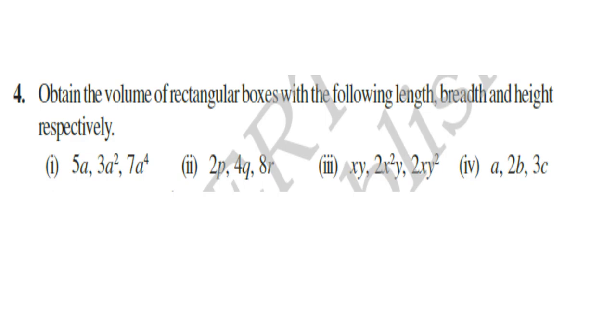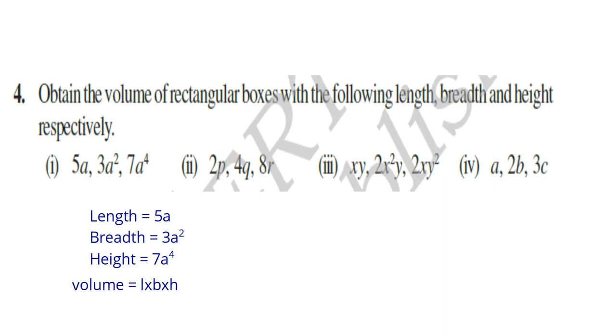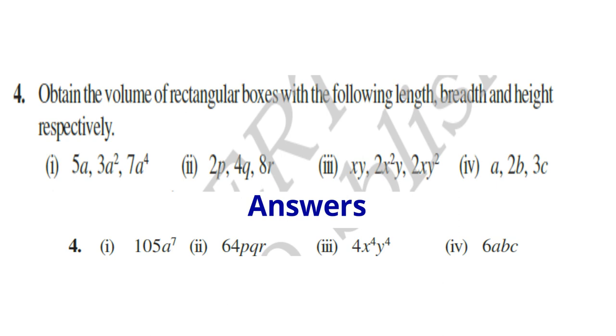Here is a question for you. Obtain the volume of a rectangular box with the following length, breadth and height respectively. That is, for the first question, length is equal to 5a, breadth is equal to 3a square and height is equal to 7a raised to 4. You have to find out its volume. You know volume is equal to length into breadth into height. So do multiply all these three monomials, you will get its volume. Do it yourself. Here are your answers.